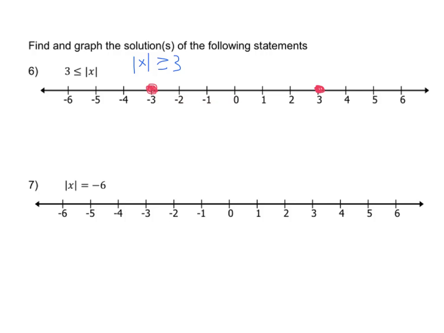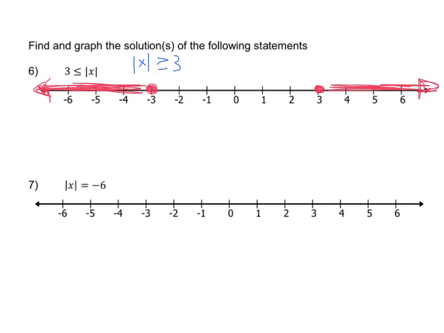Okay? But I don't want just the numbers that have a distance that's equal to 3. I want to find numbers whose distance is bigger than 3. Right? In other words, I want to find numbers that are more than 3 spaces away from 0. 3 and more spaces away from 0. Right? So those would be numbers over here and over here. Right? Numbers like 4, 5, and 6, these are more than 3 spaces away from 0. Numbers like negative 4, negative 5, negative 6, these numbers are more than 3 spaces away from 0.